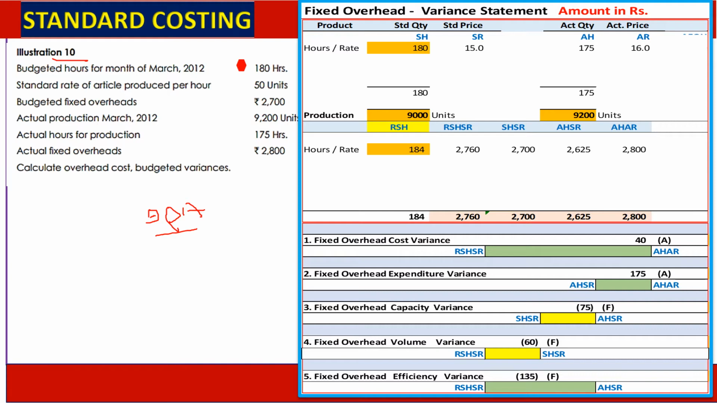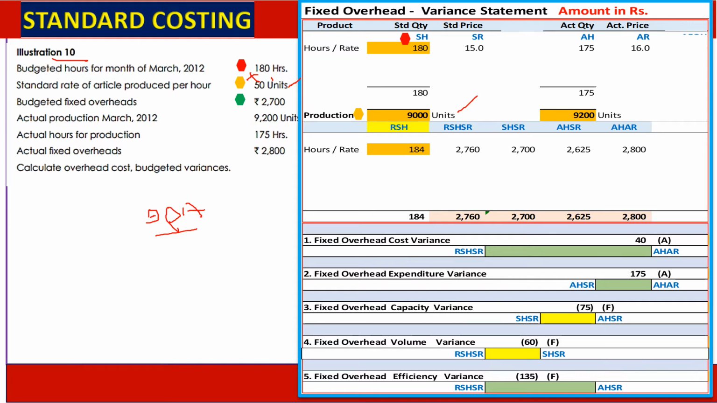Budgeted hours for the month of March, 180. Budgeted hours means standard hours. Standard rate of article produced per hour: per hour, if you are producing 50 and you work for 180 hours, it is 50 into 180 hours. We have produced 9,000 units. This we have to be very clear. 50 into 180.